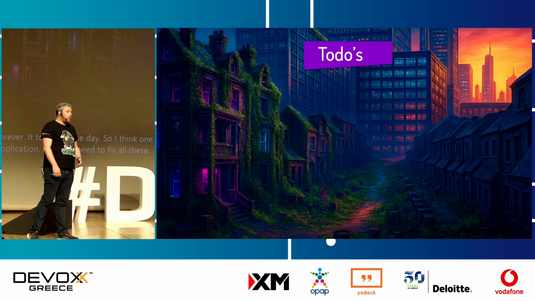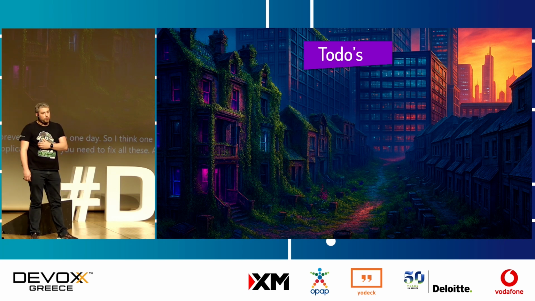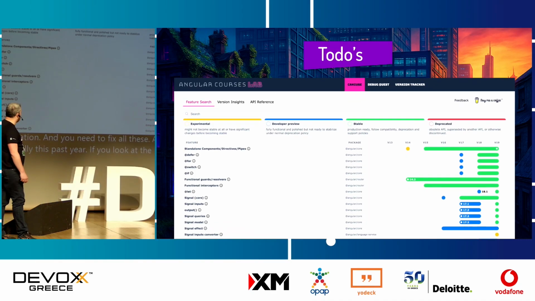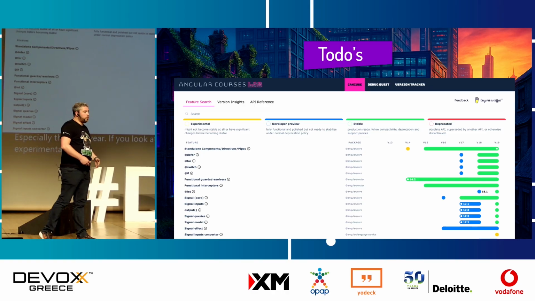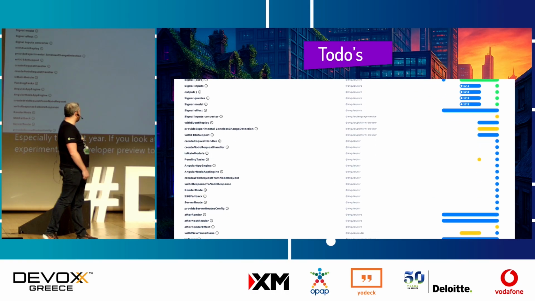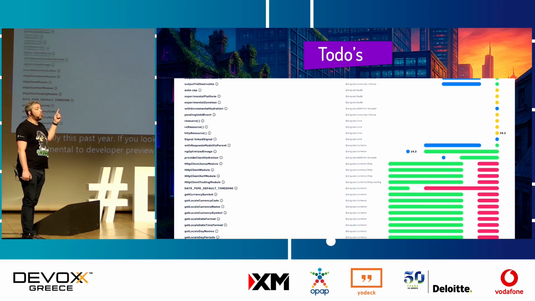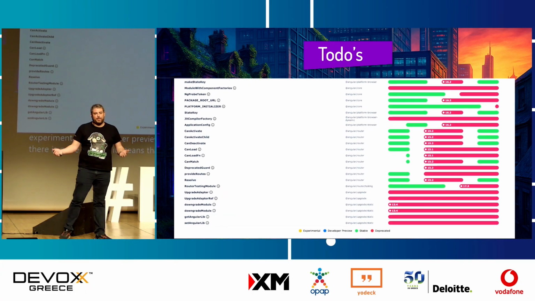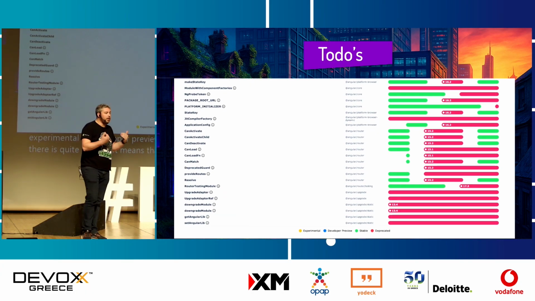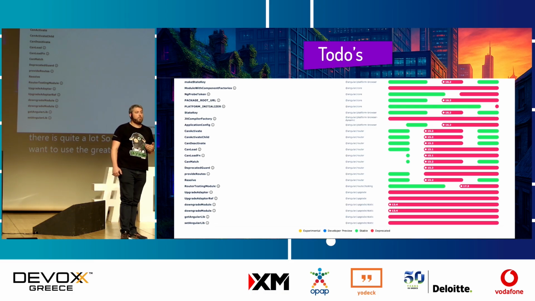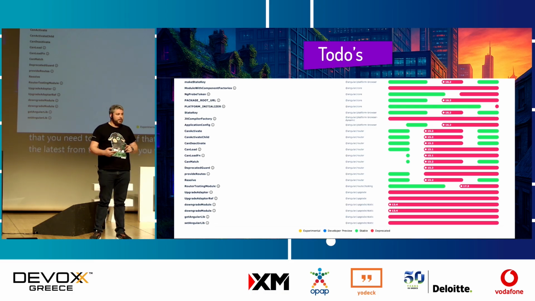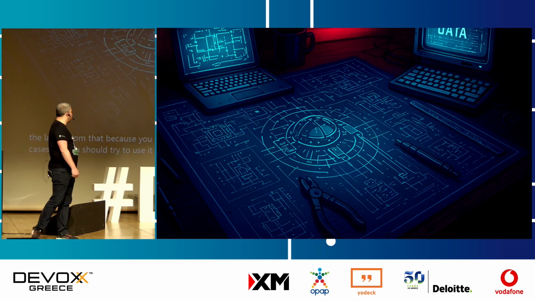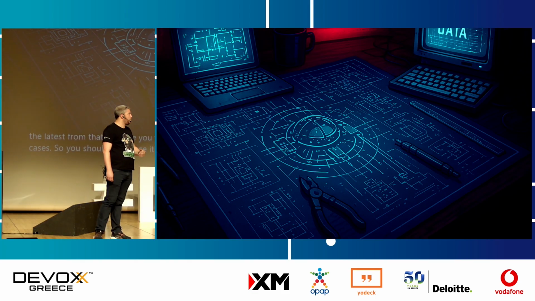Another thing is Angular is evolving, especially these past years. If you look at the list of all the features that went from experimental to developer preview to deprecated, from 13 to 19, you will see there is quite a lot. So you need to take care of that because you want to use the greatest and the latest, because you will get better performances, better use cases. And Angular wants you to use it because they provide you schematics to do that.